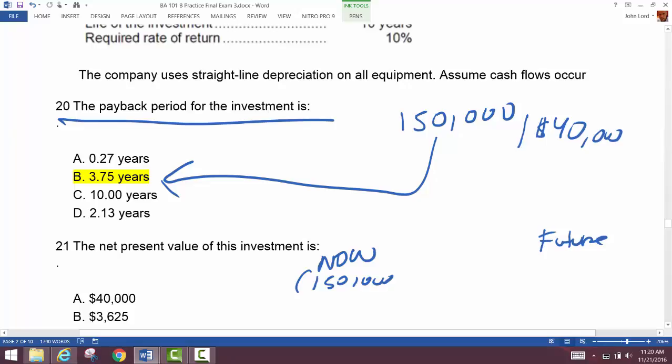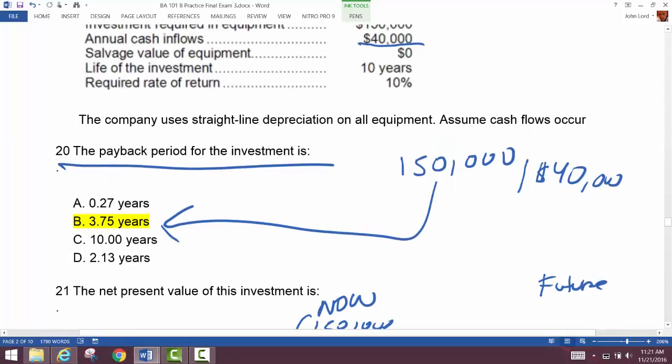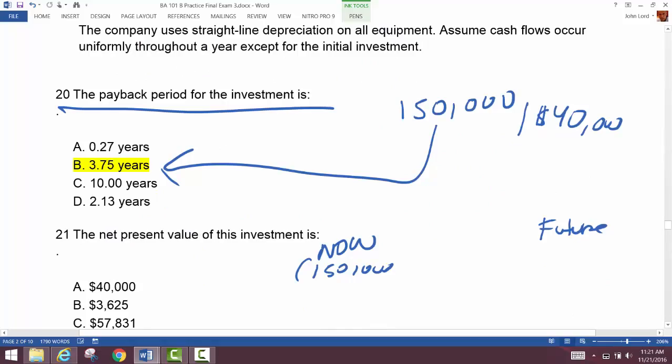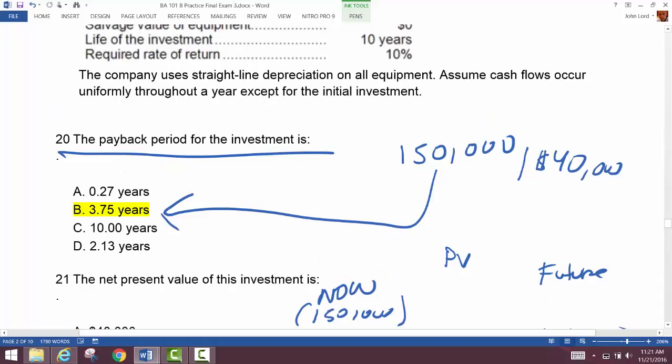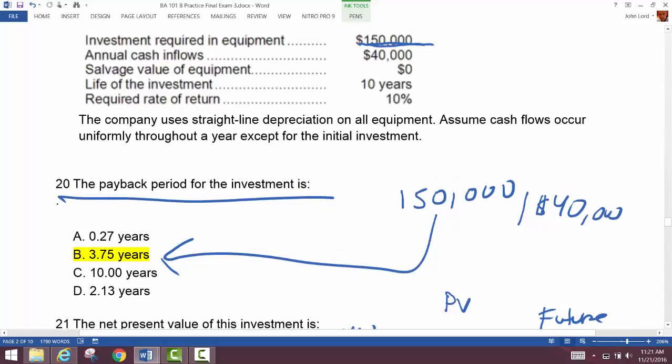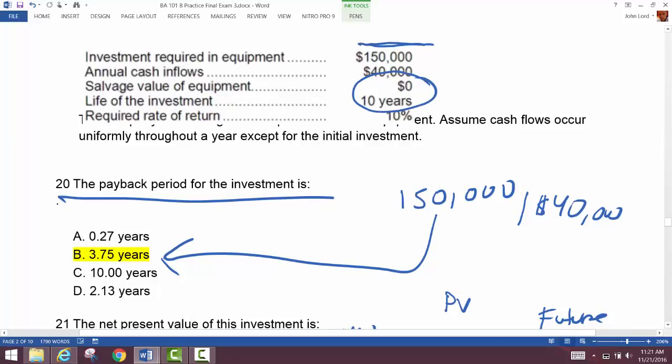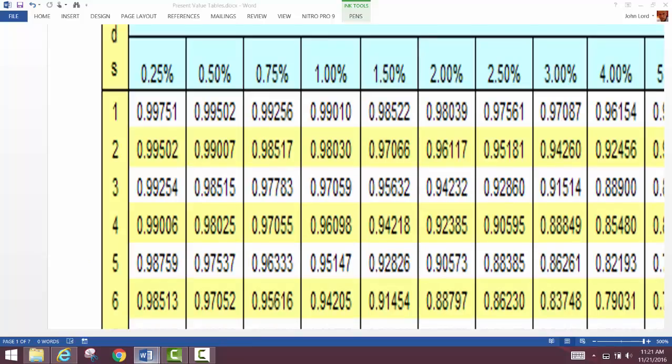we have cash inflows of $40,000 in the future. Is that what it was? Not spend, but cash inflows of 40,000. But to turn it into dollars now, we have to get present value, don't we? So we see that it is a 10-year project, and the required rate of return is what? 10%.